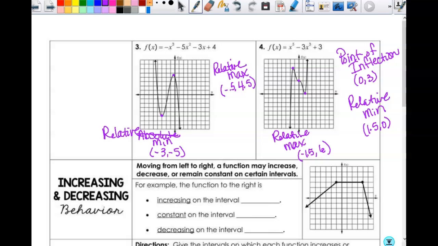Point of inflection, although I know you've seen them in graphs, I don't know if those words have been used with you before. What parent function has a point of inflection in it? The cube function.